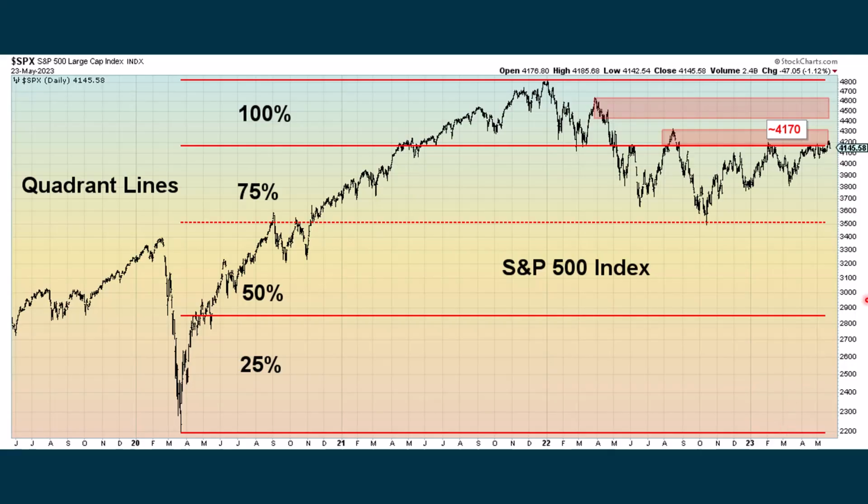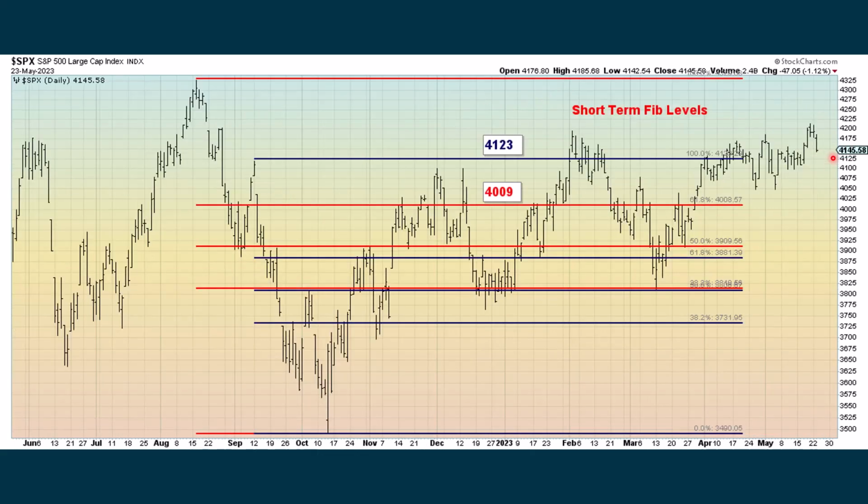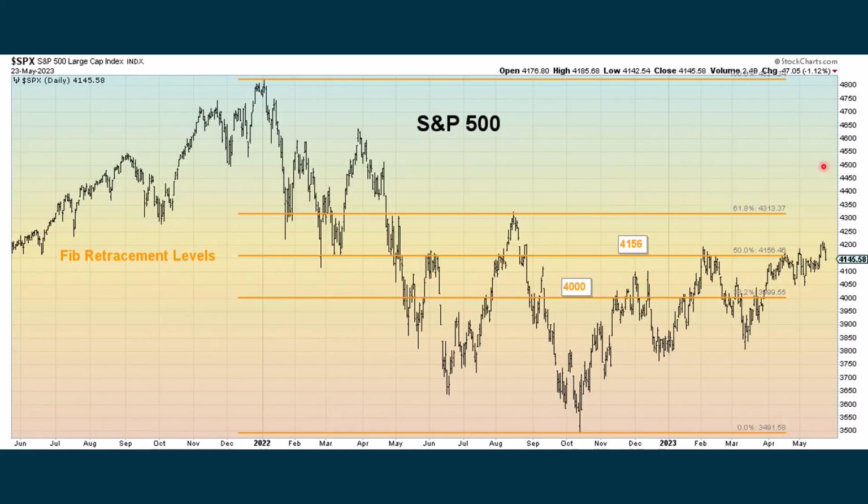Looking at our Fibonacci lines, we broke down below this 4170 level, so this may turn back into resistance if prices continue to advance. We've also come close down to this 4123 level. We're about 22 points away right now. That may provide some support.